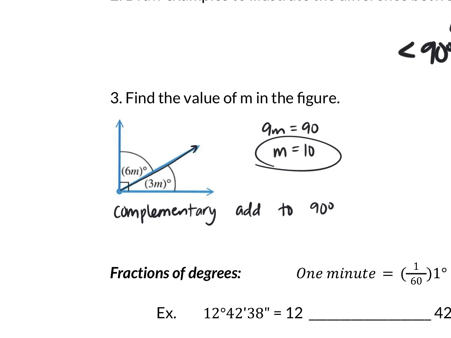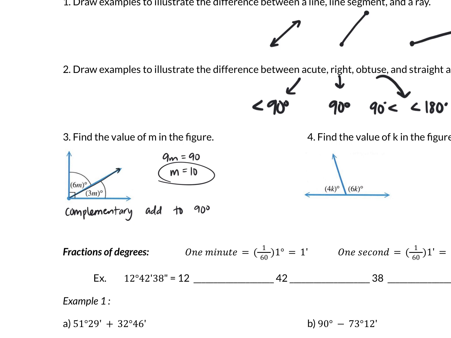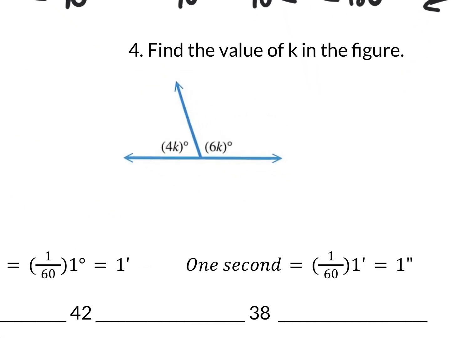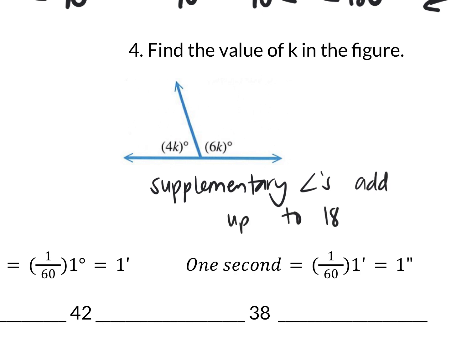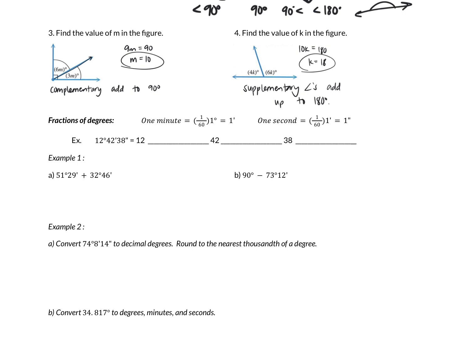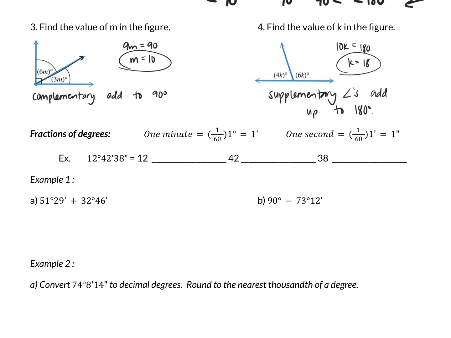Okay, if we call these complementary angles, what would I call these 2 angles that are next to each other that form a straight line? What did you say? Supplementary. I thought you said summer for a second. Yes, supplementary angles. Supplementary angles add up to 180 degrees. Okay, if I add these together here, I get 10k is equal to 180. So what is k going to equal? 18. Okay? So hopefully you feel pretty good about that stuff. That's, again, just kind of a quick refresher from geometry.